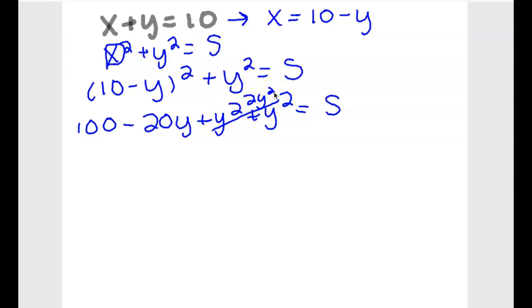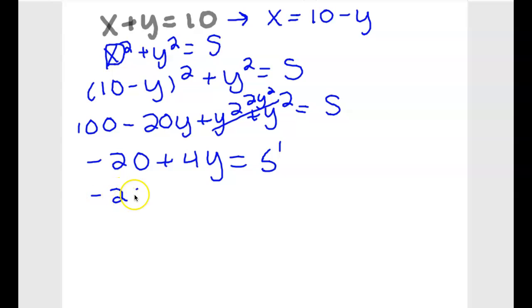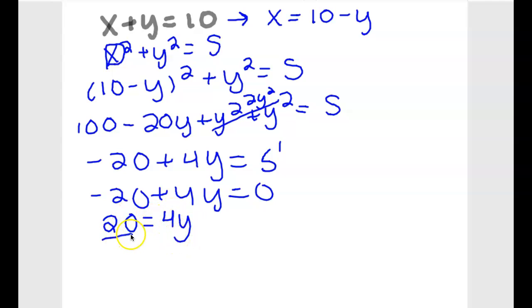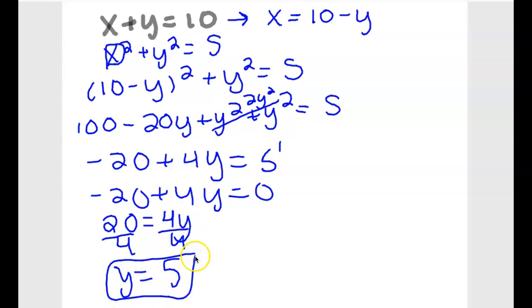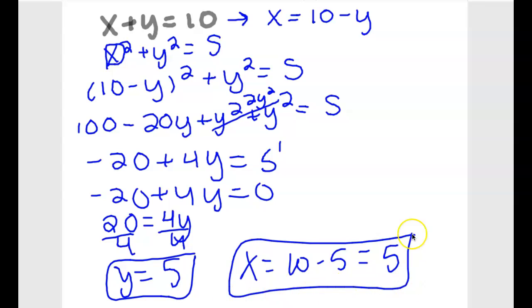Take your derivative to find the minimum of that sum. So derivative of 100 is 0. Derivative of negative 20y is negative 20. Derivative of 2y squared is 4y equal to s prime. To find the min or max, we set that equal to 0. And then y is 5. That represents the y value. The x value is equal to 10 minus 5. So the x value is also 5.